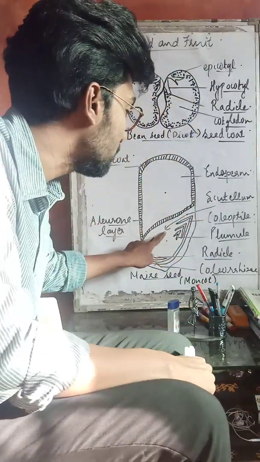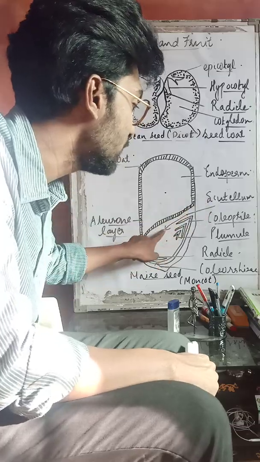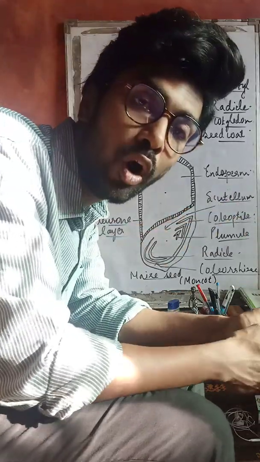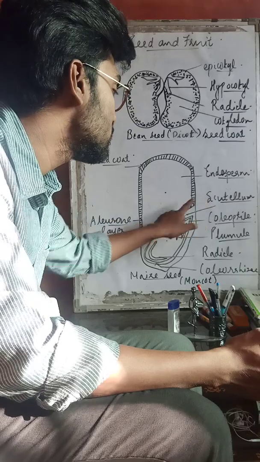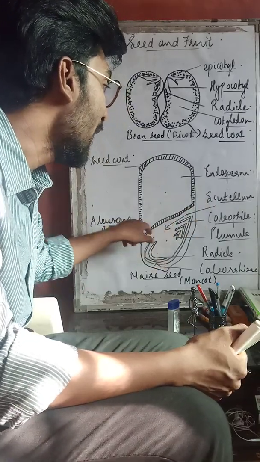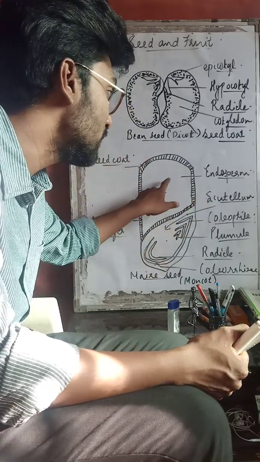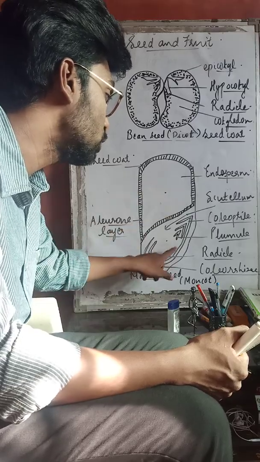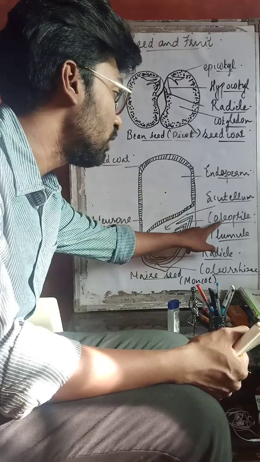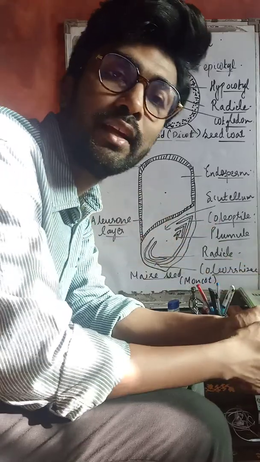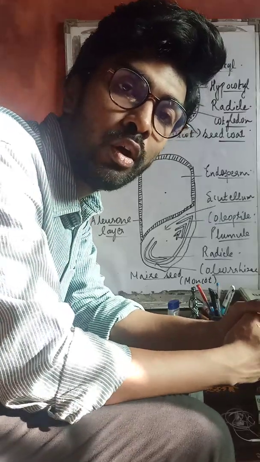A shield-shaped single cotyledon is present, called the scutellum. So scutellum is a shield-shaped cotyledon. Aleurone is a protein layer which divides the entire maize seed into the endosperm and the embryo. The plumule is covered by the coleoptile and the radicle is surrounded by the coleorhiza.